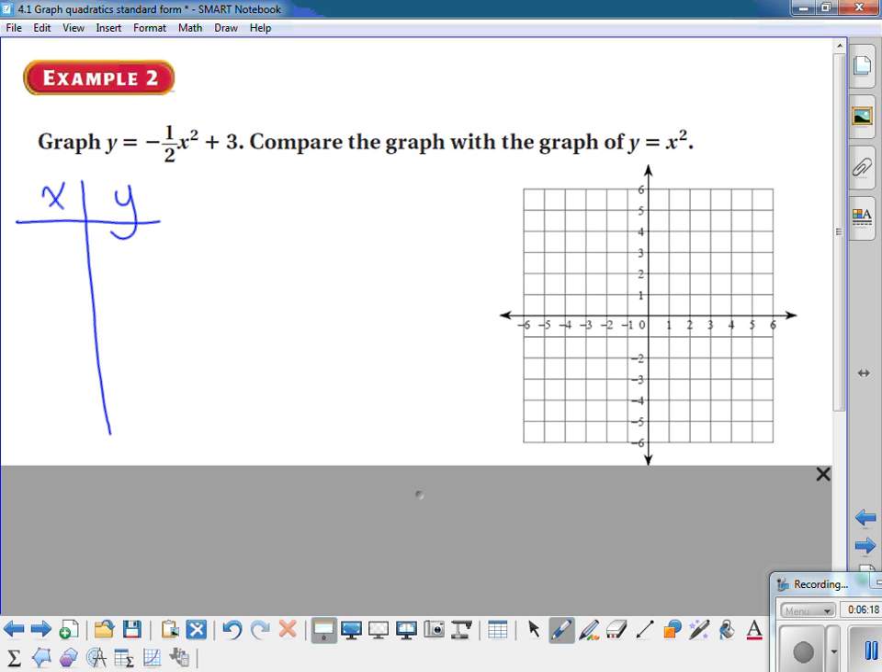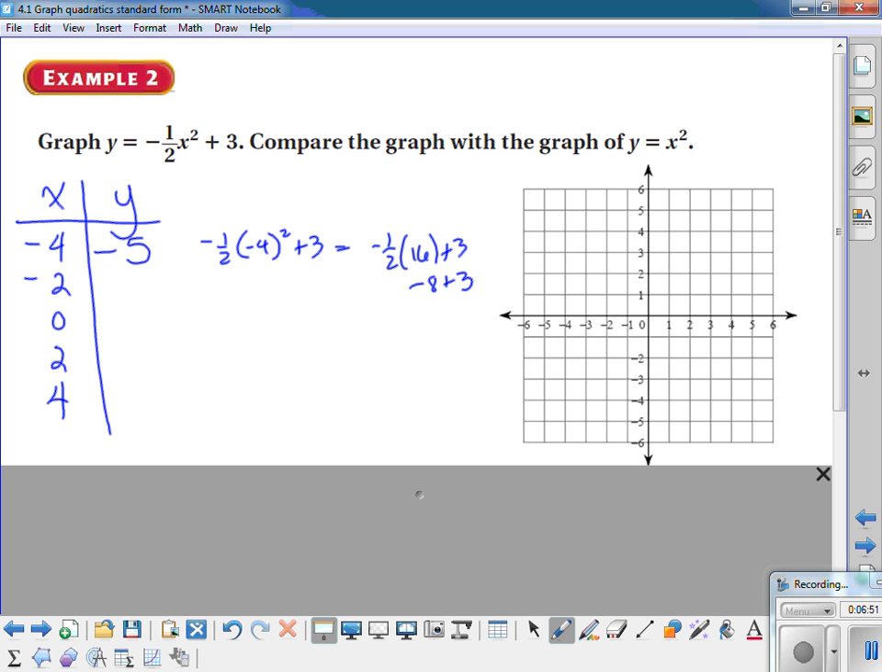If I use even numbers, like 2, 4, 6, 8, then when I take half of it, instead of negative 2, negative 1, 0, 1, 2, I'm going to do negative 4, negative 2, 0, 2, and 4. So negative 1/2 times negative 4 squared plus 3, that's negative 1/2 of 16, so negative 8 plus 3, so that equals negative 5.